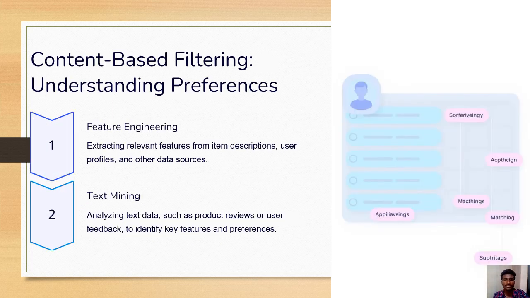Content based filtering, understanding preferences. Feature engineering, extracting relevant features from item descriptions, user profiles, and other data sources. Text mining, analyzing text data such as product reviews or user feedback to identify key features and preferences.